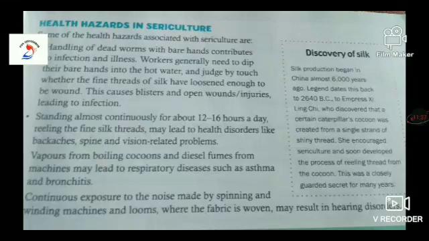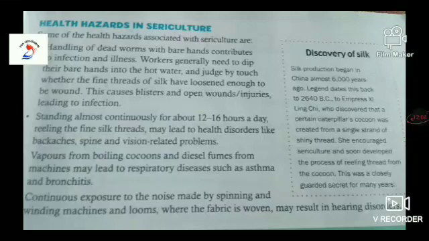Now let's see the health hazards in sericulture. Some of the health hazards are handling of dead worms with bare hands, which contributes to infection and illness. Workers generally need to dip their bare hands into the hot water and judge by touch whether the fine threads of silk have loosened enough to be wound. This causes blisters and open wounds or injuries leading to infection.